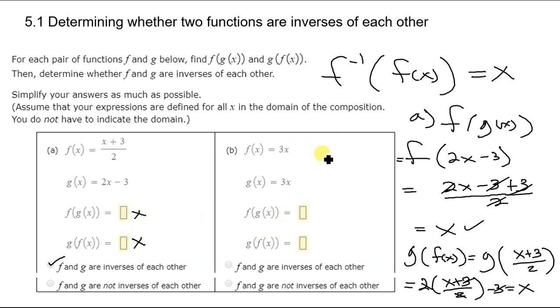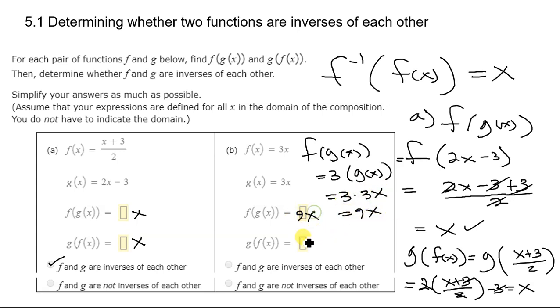Now let's try this example. f is 3x and g is 3x. So if we do the composition, f of g of x, that's equal to 3 times g of x, which is equal to 3 times 3x, which is equal to 9x. It turns out the opposite direction, since they're the same functions, will also be equal to 9x. That is not equal to x, so these are not inverses of each other.